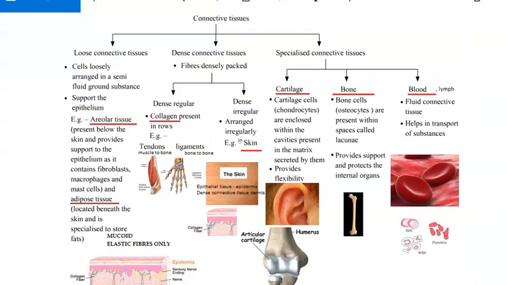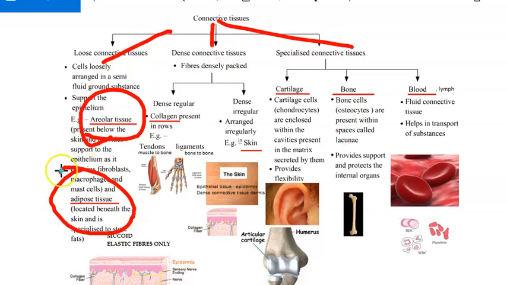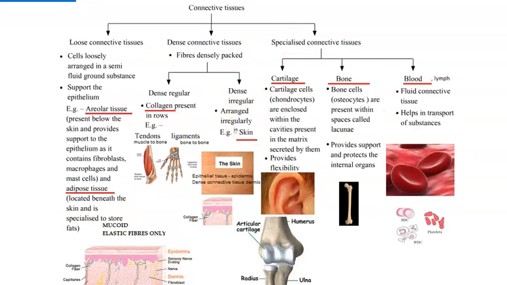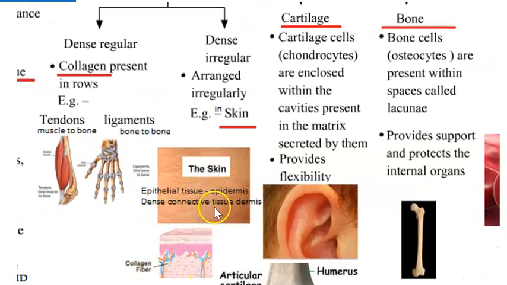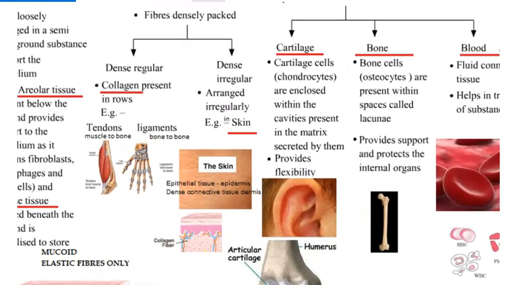So, look at this one here. Connective tissue: you have loose connective tissue, dense connective tissue and specialized connective tissue. Loose, you have areolar tissue and adipose tissue. Dense, you have collagen. In skin, you have again dense connective tissue, which is irregularly arranged. It is in the dermis. You can see the skin, the dermis has the connective tissue. The epidermis is actually epithelial tissue.